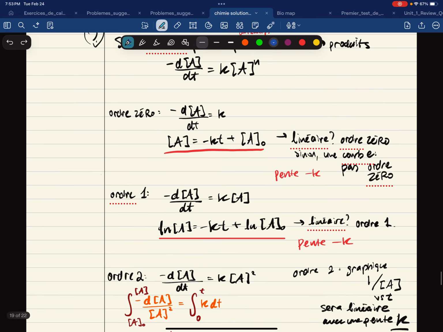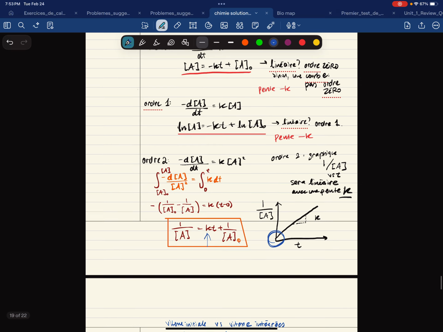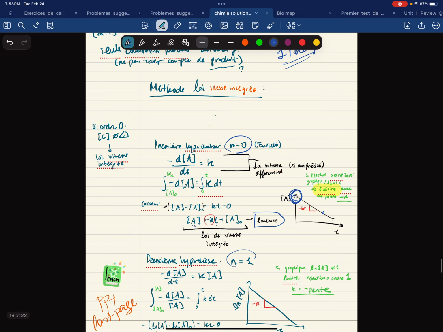And if it is order 2, it's just a little bit different. 1 over A equals KT, now K is positive. Okay, suddenly the slope becomes positive, plus 1 over the initial concentration. So the concentration right here, initial. And that is of order 2. And these are all going to be one reactant.